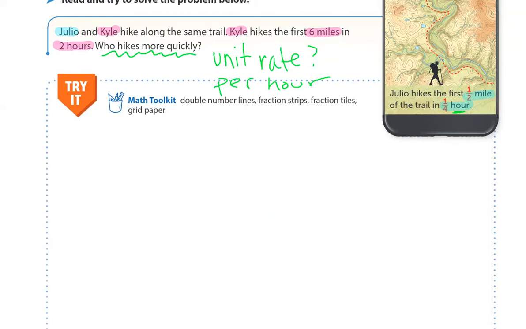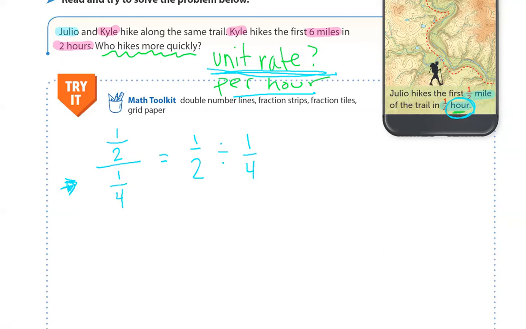So Julio is going a half mile in a quarter hour. So there you go. There's your complex fraction. It's a fraction in a fraction, but all of that is a division problem. So it's half a mile divided by a quarter hour. But I need to remind you that since it's the hour that we want the unit rate for, the per hour, that goes on the bottom. That's an important part to remember.